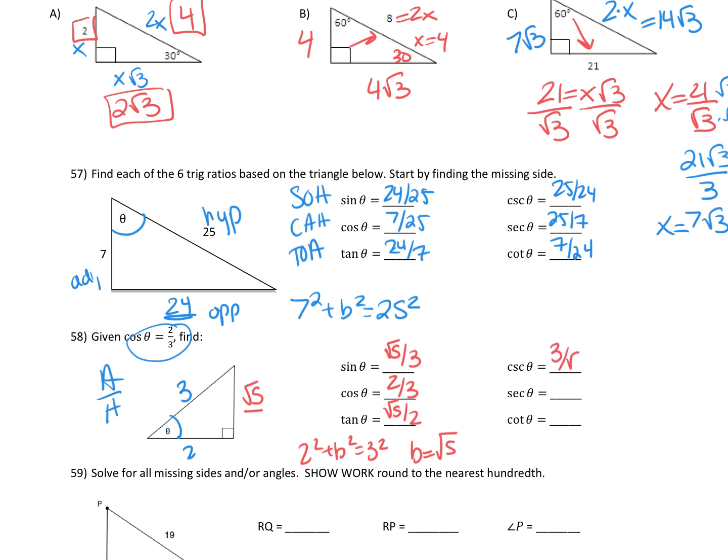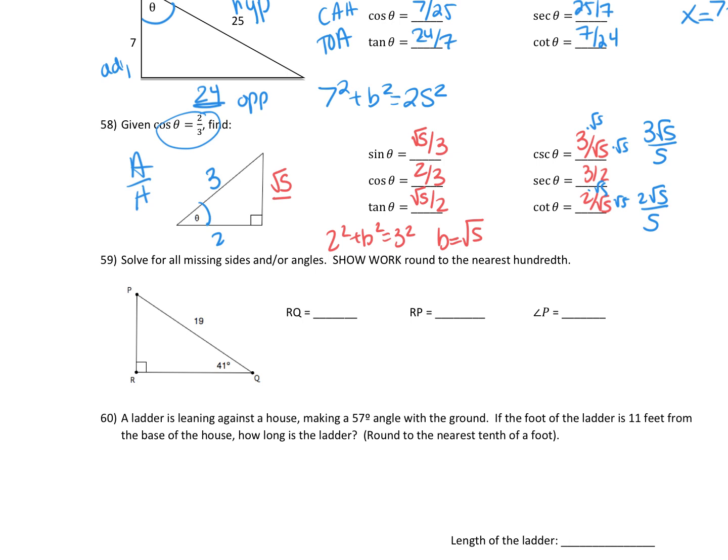Cosecant is the reciprocal, and again, we're going to have to rationalize this. So square root of 5 times square root of 5, 3 square root of 5 over 5. Secant is 3 over 2. Cotangent is 2 over square root of 5, times square root of 5 over square root of 5, so 2 square root of 5 over 5.